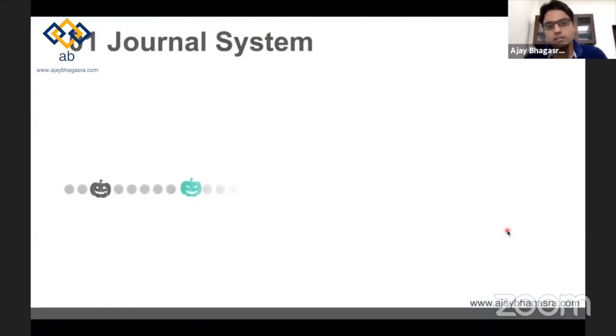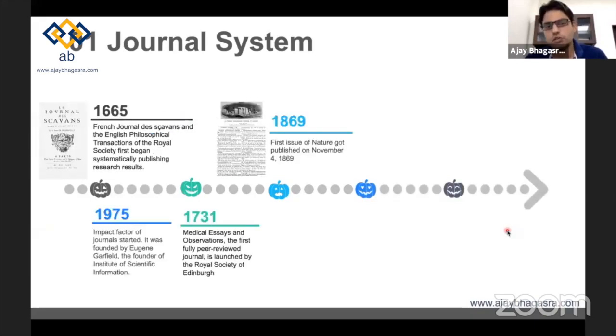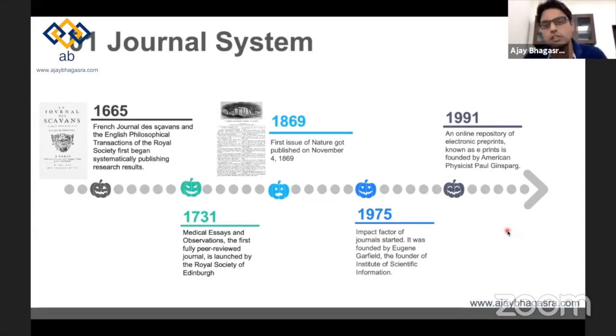So, let us look at where we are coming from. The journal system is not a new system. If you look back into the history, it was in 1665 that a French journal named Des Quants first started publishing some researches. Earlier they used to publish obituaries. That was in 1665, and then they regularized it. They did some research around it, and started systematically publishing research results. So officially, when we go back, we find it coming from somewhere around 1665, at least the report says so.